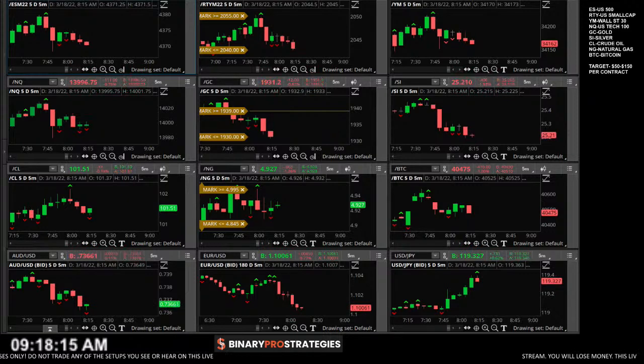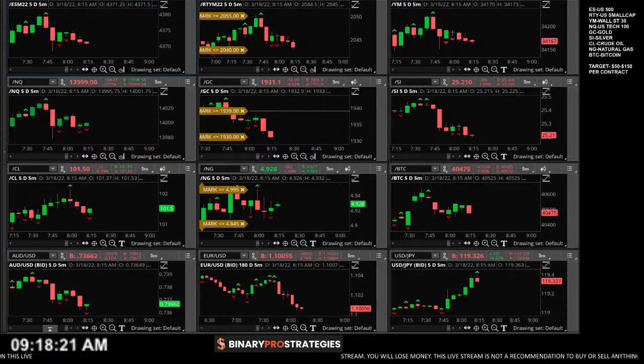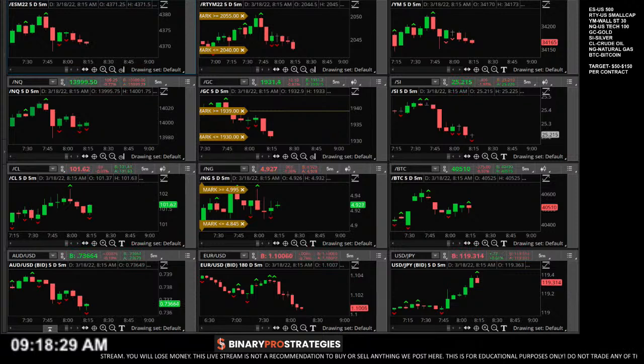Still short RTY, long natural gas. At this point, everything is green right now. We're green on natural gas, green on gold, green on RTY. RTY is closer to target.